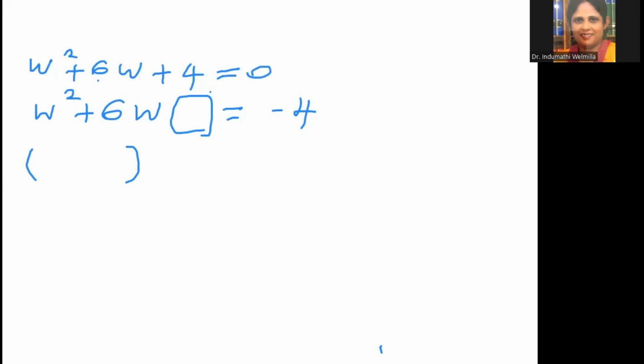So then we need to decide what is the required value here. Okay, that is very easy. You can identify that value. How can you identify that value? Just take half of the middle term coefficient value. Here the middle term coefficient is 6. Then 6 multiplied by half, because we need that coefficient's half. Then half equal to 3.